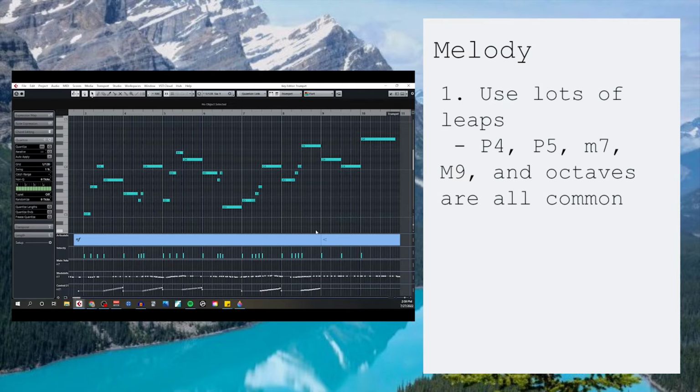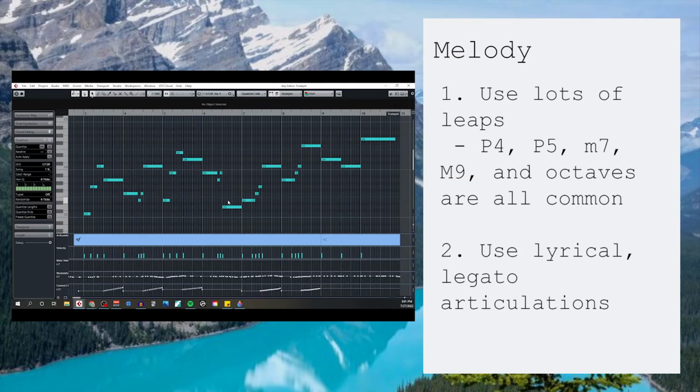If we take a closer look at our example, you'll notice that we start right away with a motif built mostly on large leaps. The melody only moves by step a few times, and even then it almost always follows with another large leap. In addition to this, most lyrical and majestic themes are going to focus on using long and legato articulations, instead of shorter staccato ones.